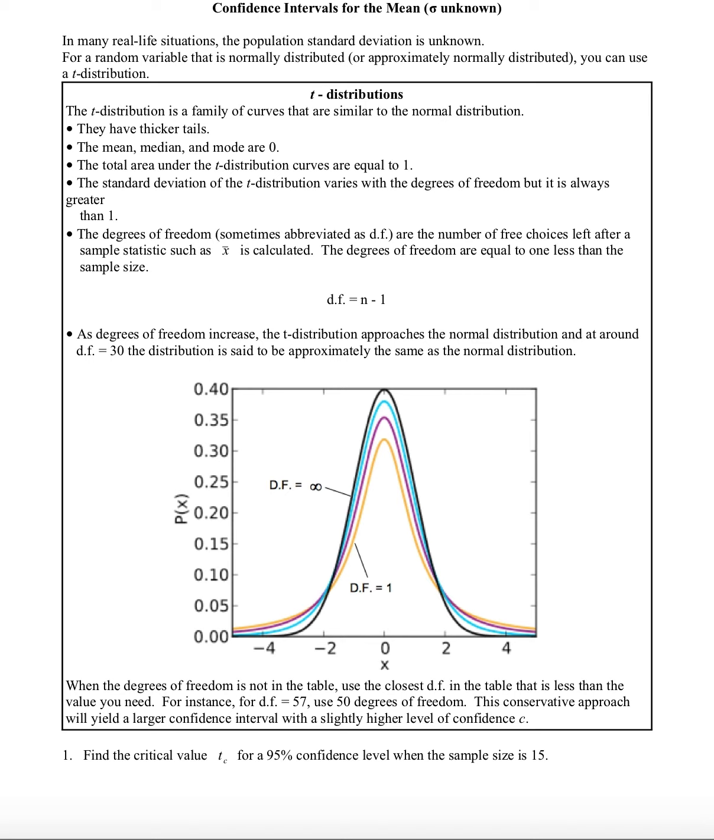As the degrees of freedom increase, the t-distribution will actually tend to look more like the normal distribution. At around a degree of freedom of 30, the distribution is approximately the same as the normal distribution. If the degrees of freedom is allowed to go all the way to infinity, then our t-distribution is the normal distribution.